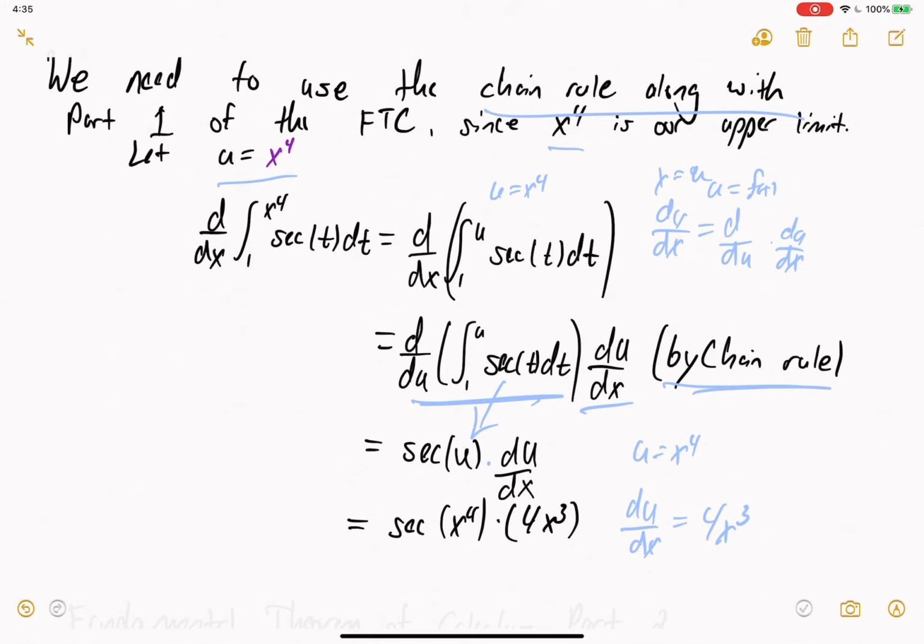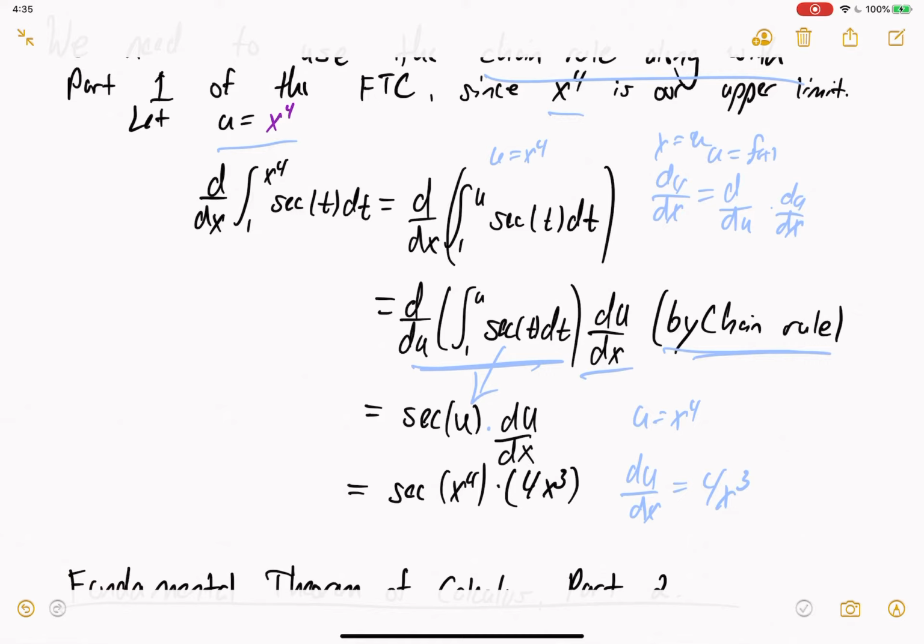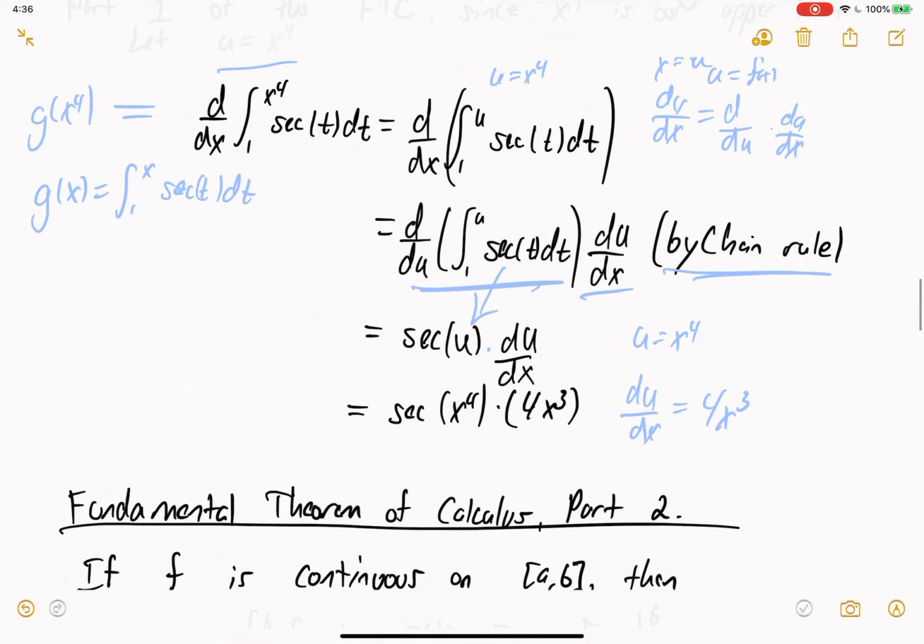And this problem is a little weird, but you just have to understand that I'm going to try to do it in a different way. So let g of x equal the integral from 1 to x of secant of t dt. Then if we plug in x to the fourth, we just get g of x to the fourth. So now let's say we wanted to find the derivative of g of x to the fourth. This is basically the same thing right here, but with function notation. That's going to be g prime of x to the fourth times the derivative of x to the fourth. And that's like the chain rule.